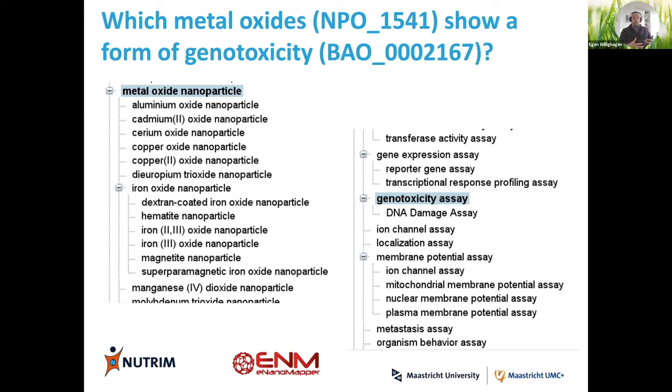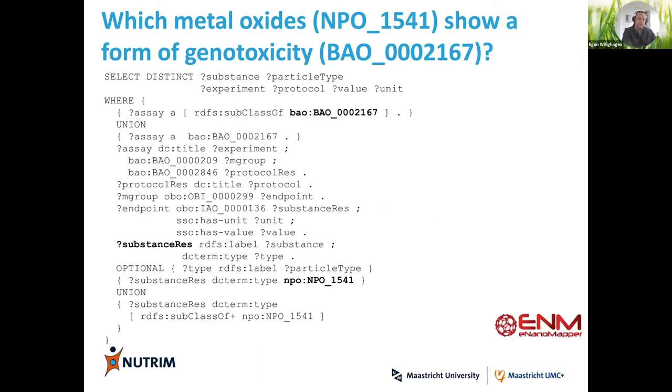We might want to compare with the ontology to see if the place in the hierarchy is completely what we would expect, so that we're pretty sure that the metal oxide nanoparticle that we wanted to ask about is in fact indeed what that ontology term provides. But that's what we have the web ontology language for.